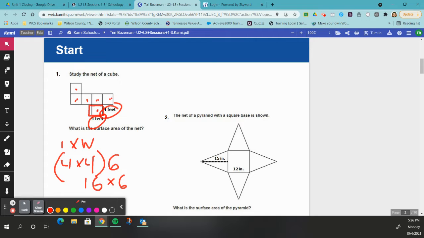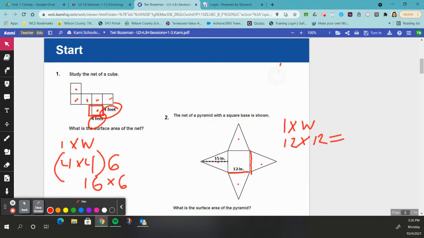But again, surface area is what we're looking for. So we want to find the area of each face. So one of the faces here is your square. To find the area of a square, we have length times width. So we have a 12 here. Well, if it's a square, then every side is 12. So we have 12 times 12. That's going to give us a number, right? Then we have 1, 2, 3, 4 triangles.